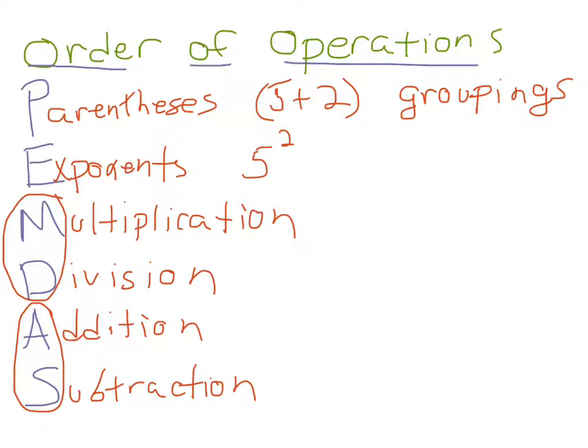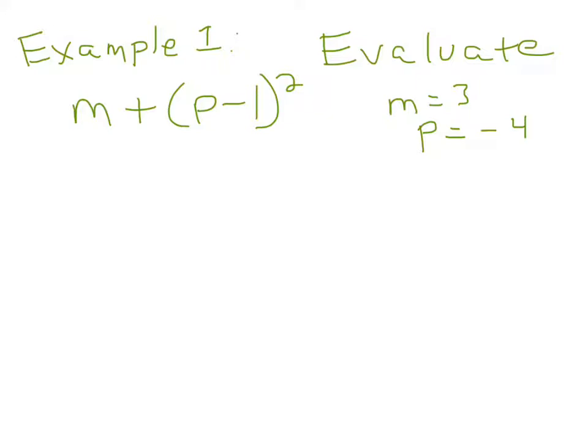And so let's look at an example. Here is example 1 from page 5 of the textbook. Example 1 says we're going to evaluate the math expression m plus the quantity of p minus 1 squared when m is equal to 3 and p is equal to negative 4. So the first step that we need to do is we need to first put all of our numbers in. So we're going to substitute m and p out and put in 3 and negative 4.